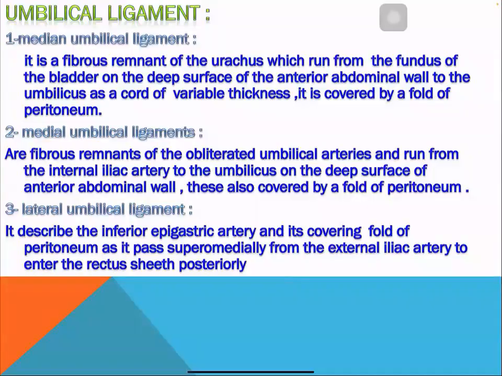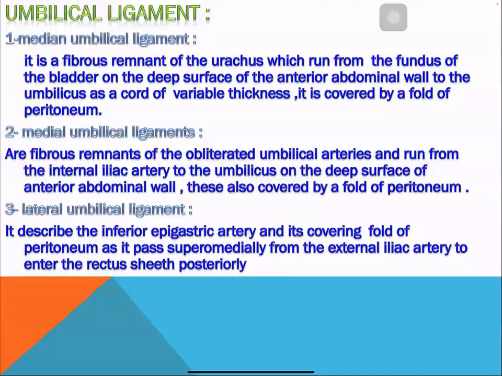Umbilical ligaments. The posterior surface of the anterior abdominal wall has three umbilical ligaments. First, the median umbilical ligament, which is a fibrous remnant of the urachus, which runs from the fundus of the bladder on the deep surface of the anterior abdominal wall to the umbilicus as a cord of variable thickness. It is covered by a fold of peritoneum.